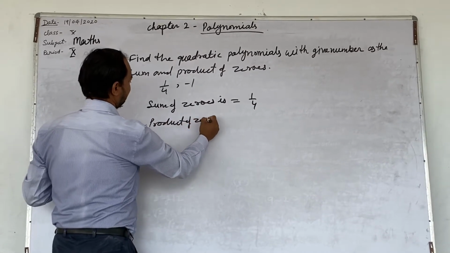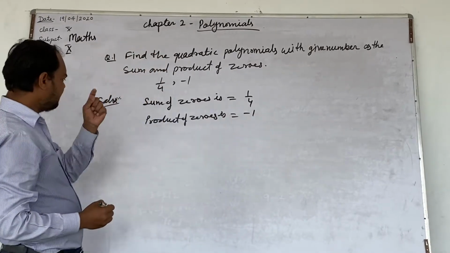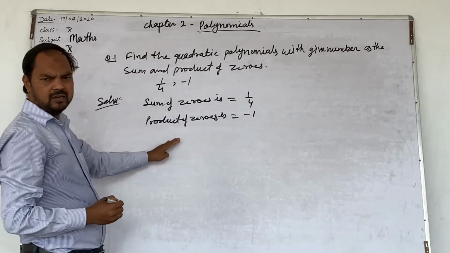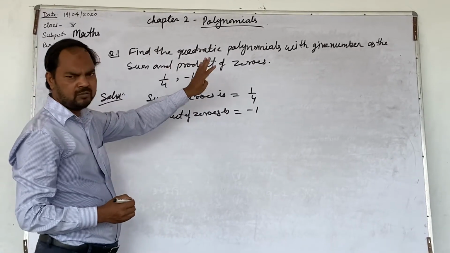And the product of zeros is minus 1. Sum and product are given. You have to find out, you have to frame a quadratic polynomial.